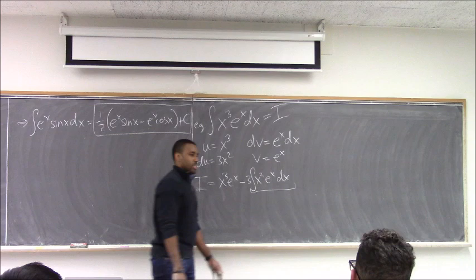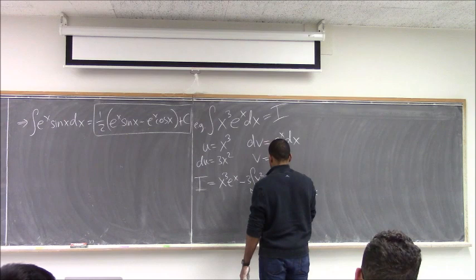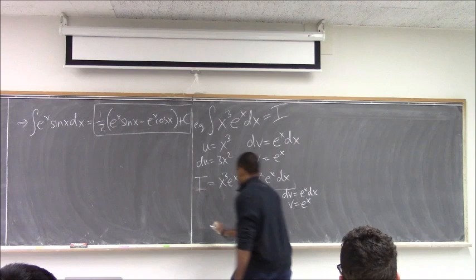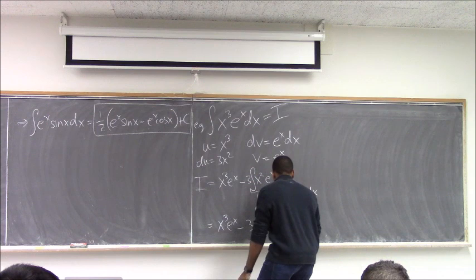Right? And you're going to, again, choose by LIATE. Okay, u equals x squared, dv equals e to the x dx, du would be 2x, v would be equal to e to the x. And so this is going to be x cubed e to the x minus 3 times, open parentheses, u times v minus the integral of v du.